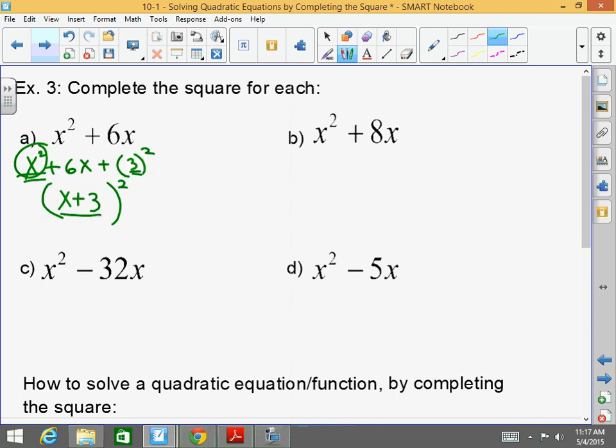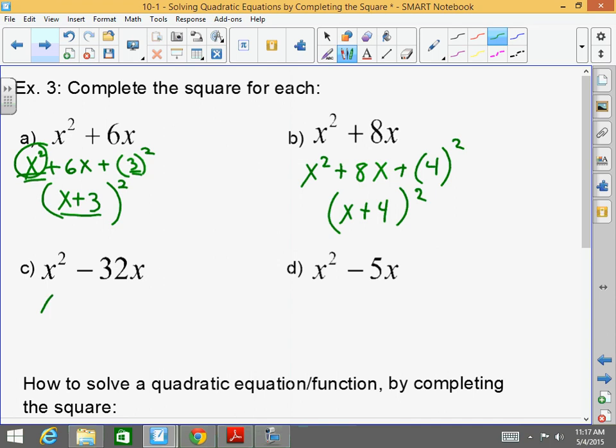B. Okay. x squared plus 8x. What's my b? What's my b over 2 squared? 4 squared. What's my perfect square binomial? x plus 4 squared.